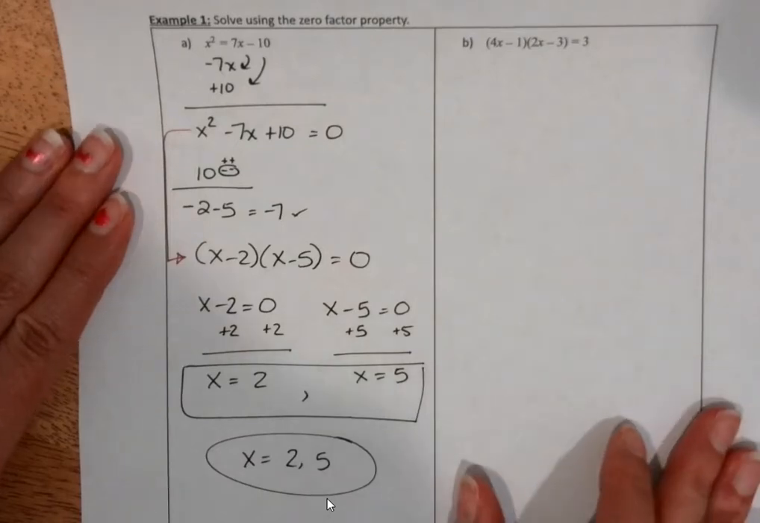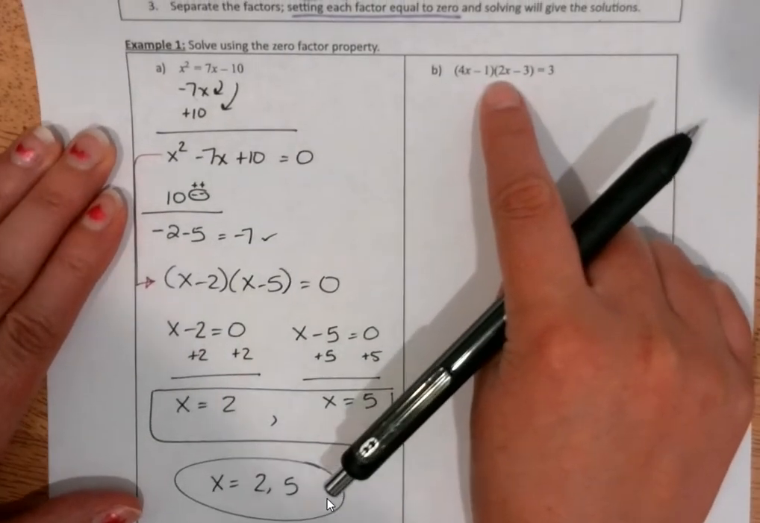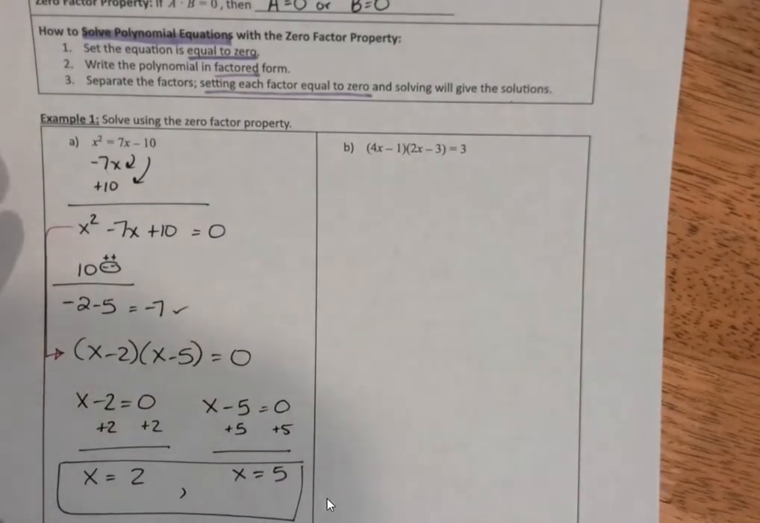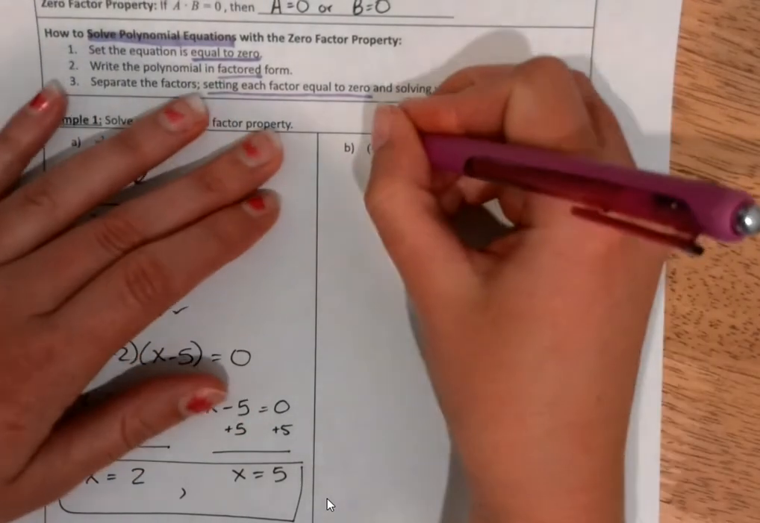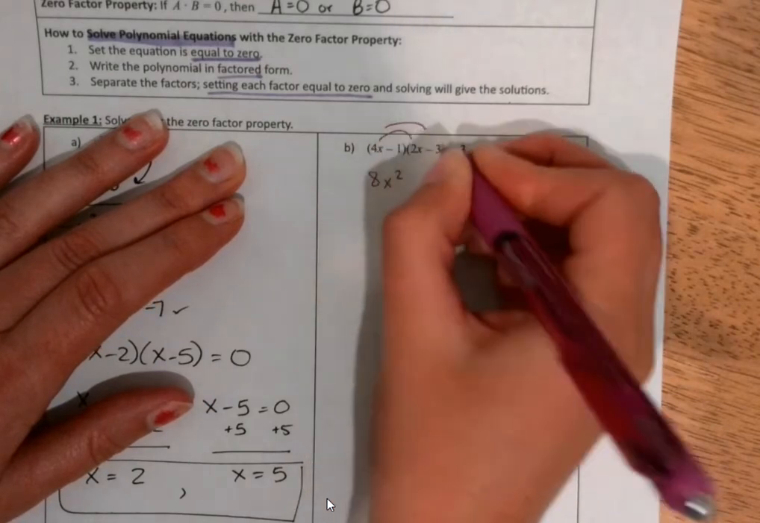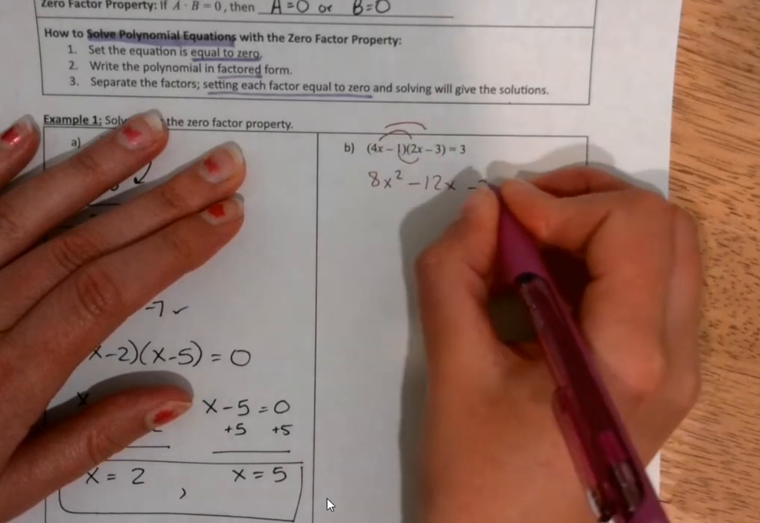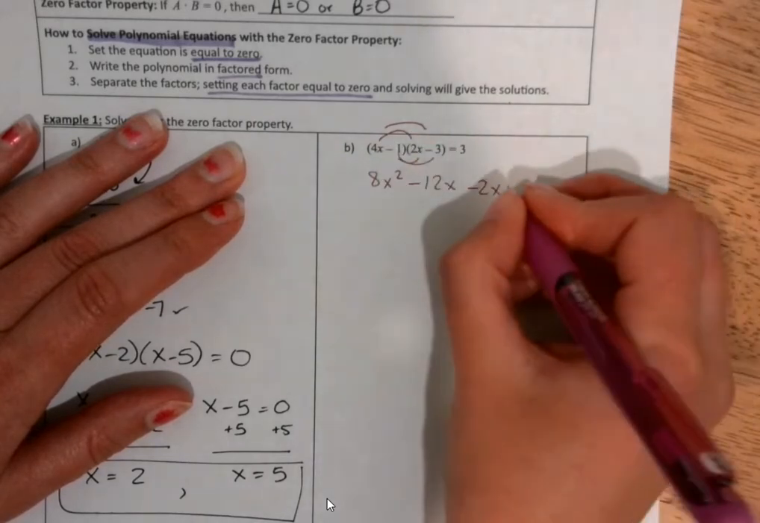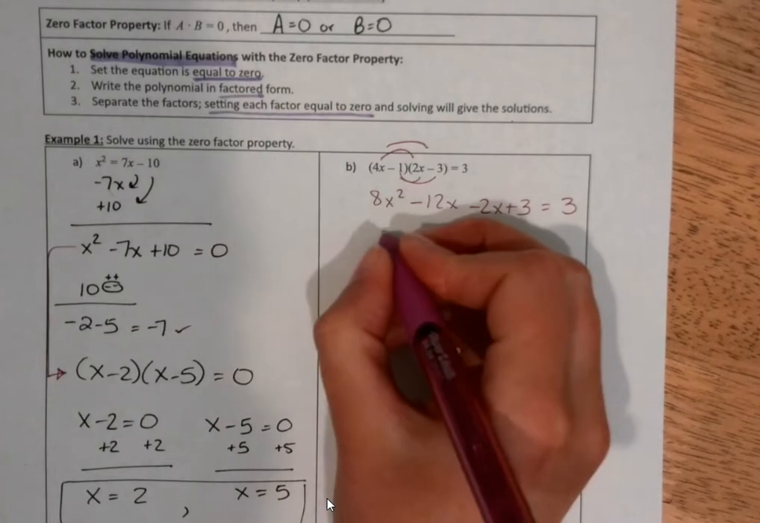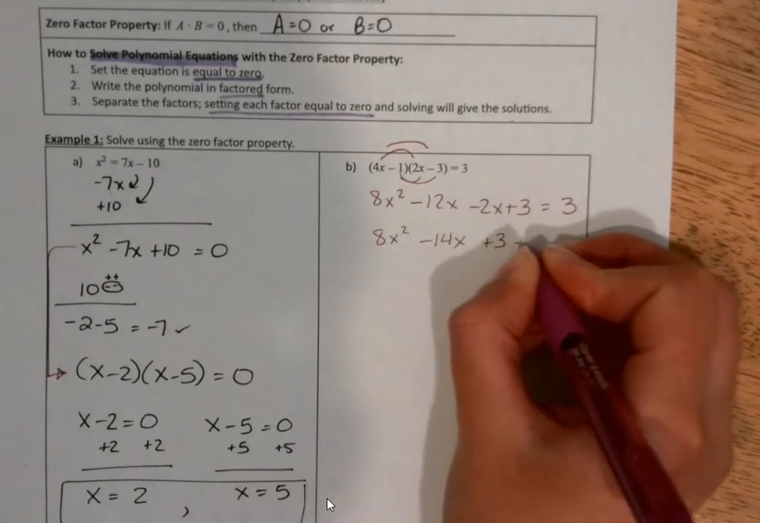Okay, so look at the second part. I need to get this equal to 0. This looked so nice because it was already factored, but unfortunately, it's not equal to 0. So we're going to have to distribute that, rearrange it, move this to the other side, get it equal to 0. Let's start. So I have 4 times 2 is 8x squared, 4x times negative 3, that's negative 12x. Negative 1 times 2x, that's negative 2x. Negative 1, negative 3, that's positive 3, equals 3. Okay. So 8x squared, those are both negative, so negative 14x plus 3 equals 3.